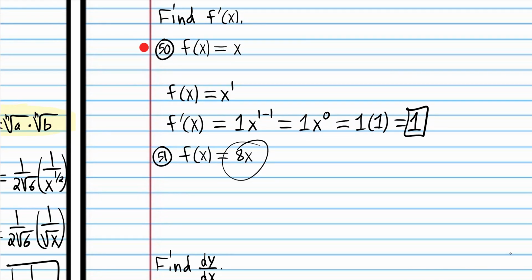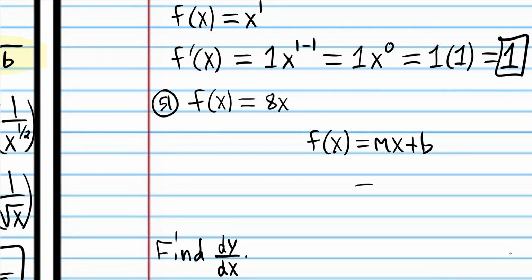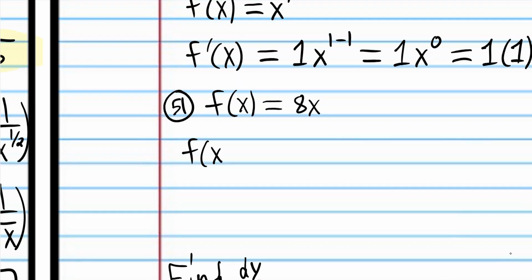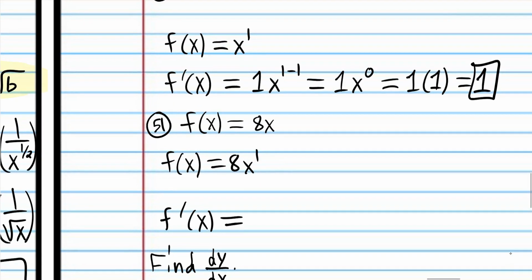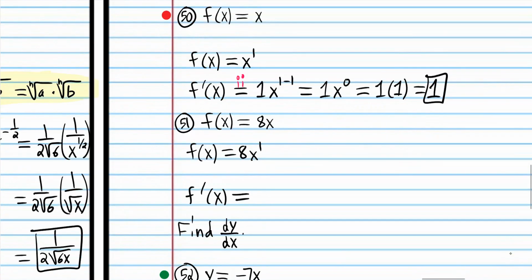Now here we have the same case, except we just have a coefficient. Again, if you were to write this in slope-intercept form, it already is in slope-intercept form. M is equal to 8 and b is equal to 0. But we can rewrite this as 8x to the first power. And now we can use the constant multiple rule. And by the way, I forgot to write the power rule up here. That's differentiation formula number 2.